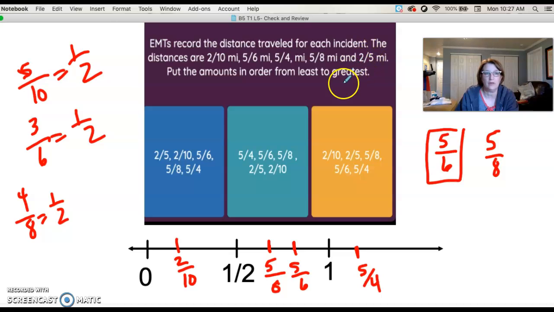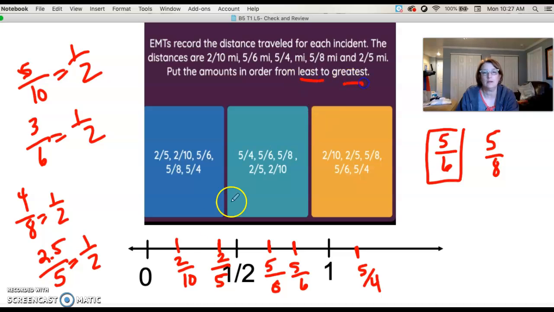And then we've got 2/5. We've done half of 5 before, which is 2.5. So 2/5 is less than that. It would fall right in here because it's just barely less than half. But we also have common numerators with the 2/10 and the 2/5. So we think about the tenths being very small pieces and the fifths being bigger pieces. So to get these in order from least to greatest, we have to start with 2/10. The only one that starts with 2/10 is this one. 2/10, 2/5, 5/8, 5/6, and 5/4.